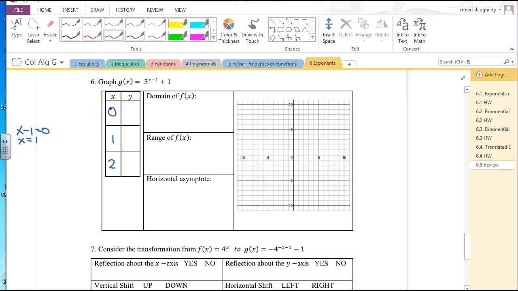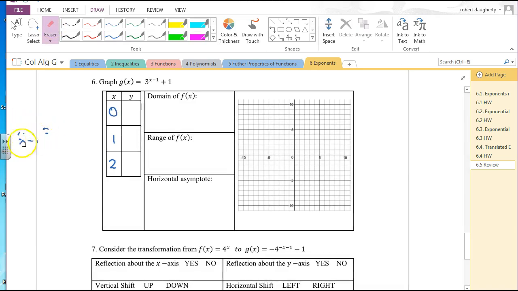And now I'm just going to plug these values in. In the first case, I just like to start with the middle one. So 3^(1-1) + 1. That is 3 to the 0 plus 1. That is 1 plus 1, which is 2.